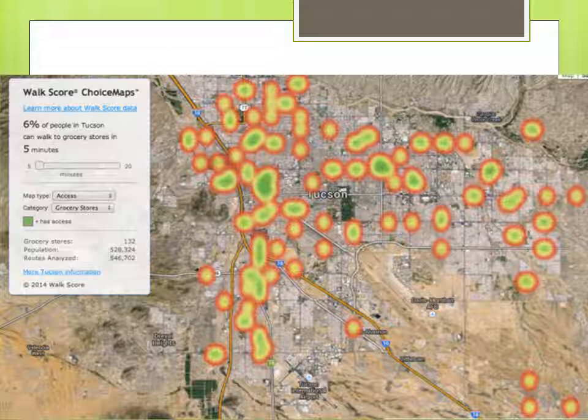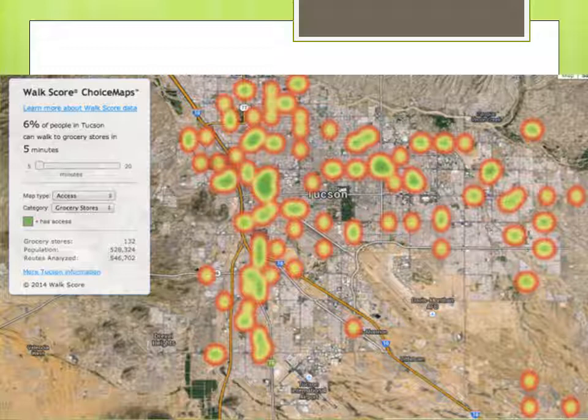Now, if you notice on the left-hand side, since we are using GIS, we can interact with this information. We can change it. There is a slide bar that would allow us to change the number of minutes that we're walking. This is on the lowest end. What would happen if we changed it to 15 minutes? The bubbles would get larger. That would change that.